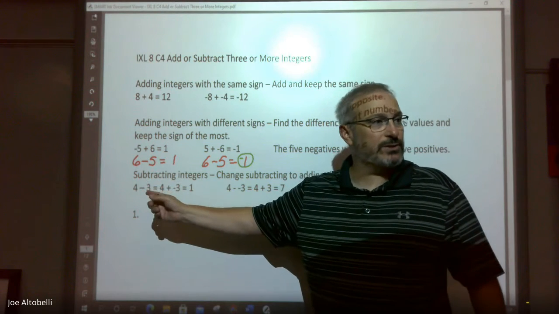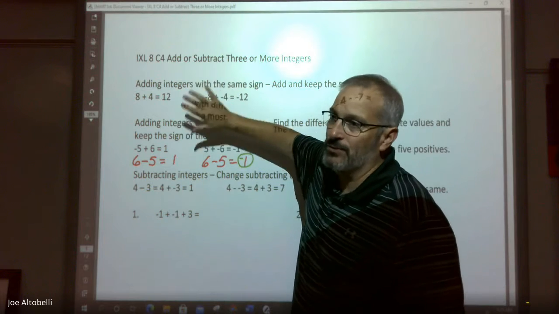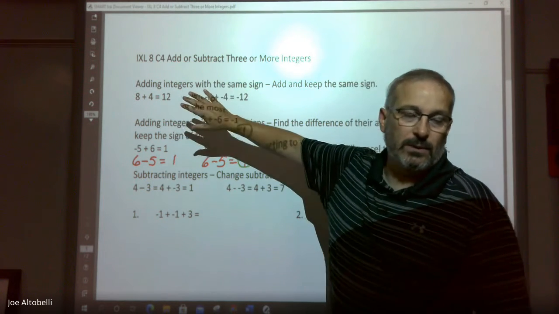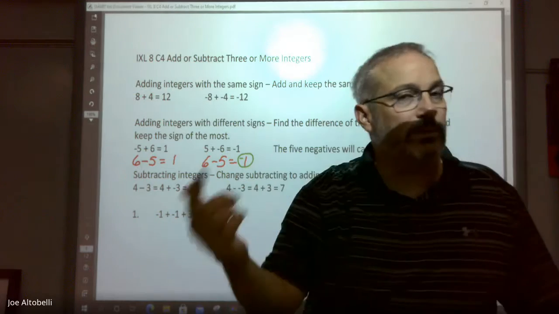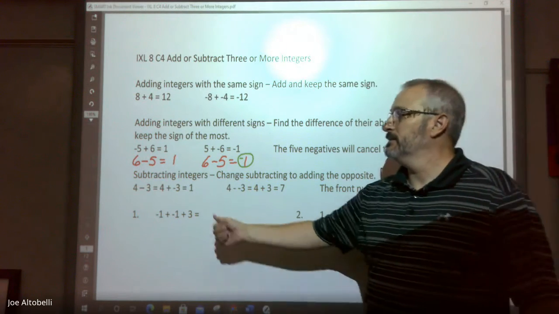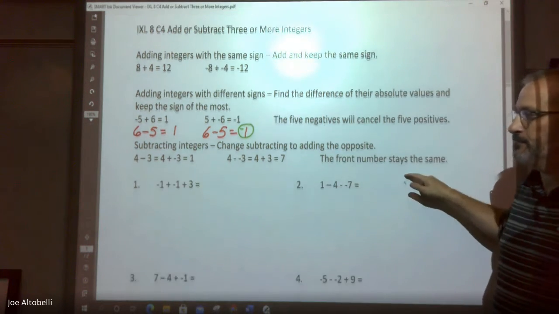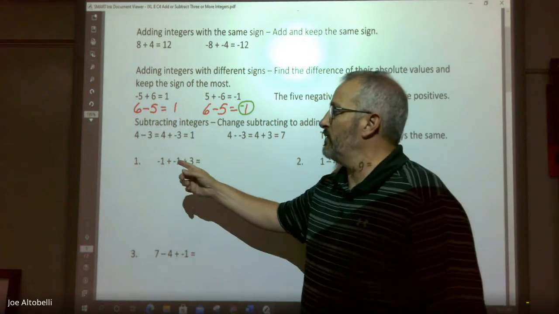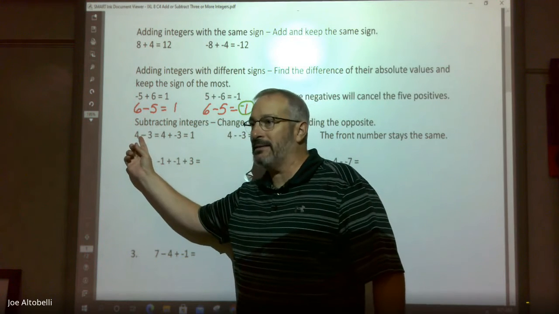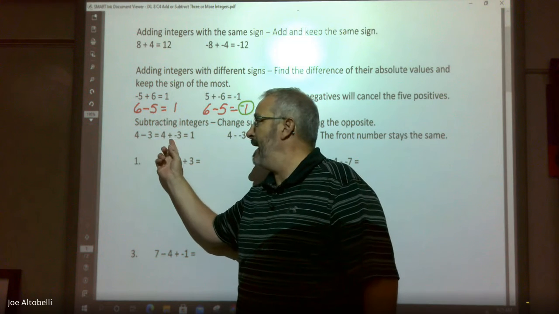Subtracting integers, we're going to rewrite it so it's adding, so I can go back and use these rules. Again, when you're subtracting, we're going to rewrite it so it's adding. And when we do that, we change subtracting to adding the opposite. So if it's subtract a positive, it ends up being adding a negative.